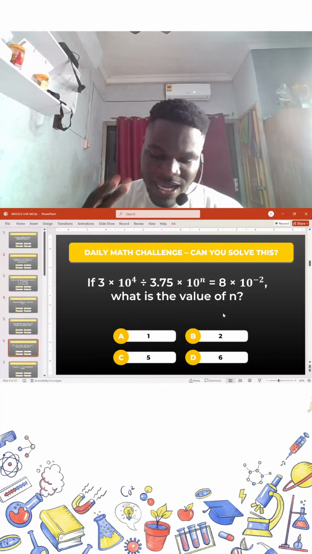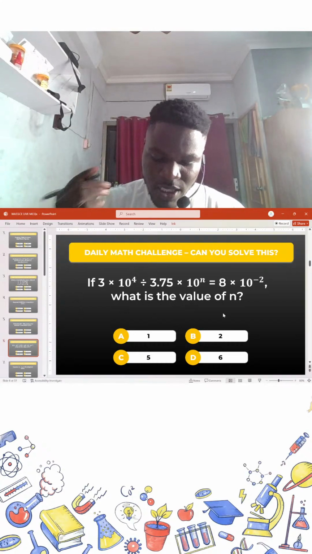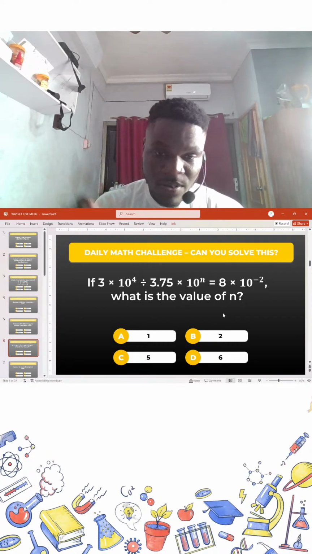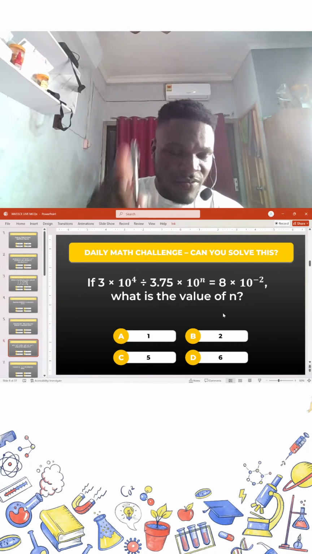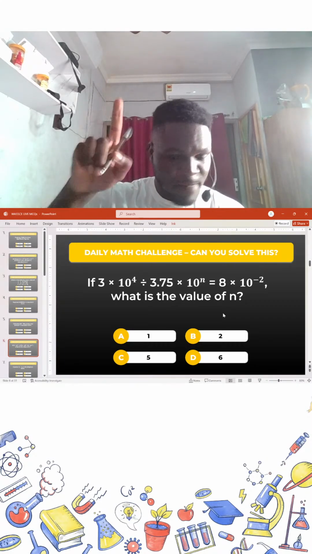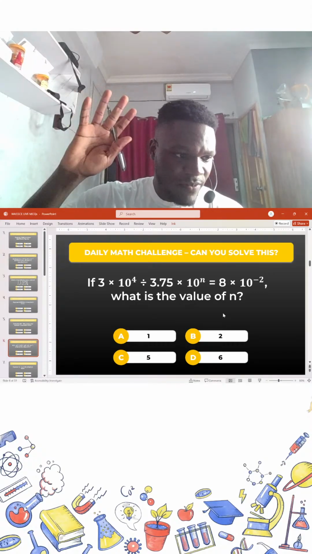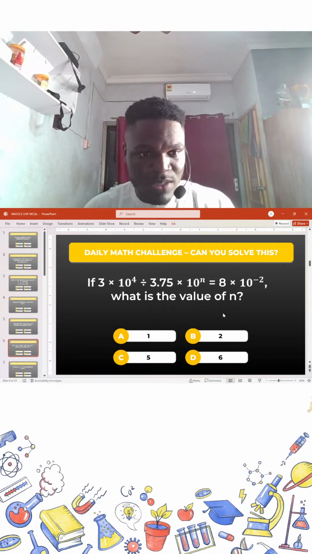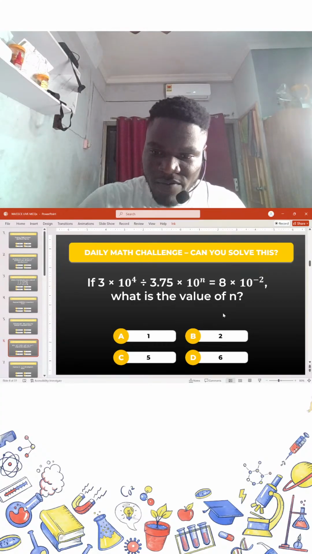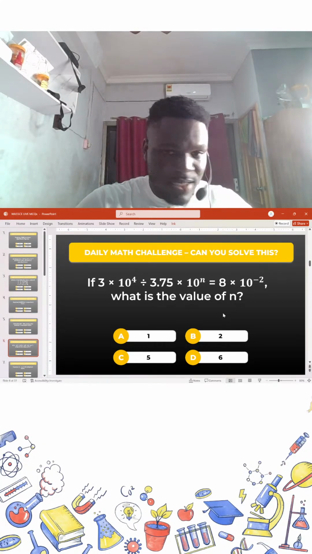If you convert 375,000 into standard form, you are going to get 3.75 times 10 raised to the power 5. And if we compare it to the question that we have, 3.75 times 10 raised to the power n, it means that the n there is 5. That is the solution to this particular problem. All right, very good. Let's proceed with the next question.